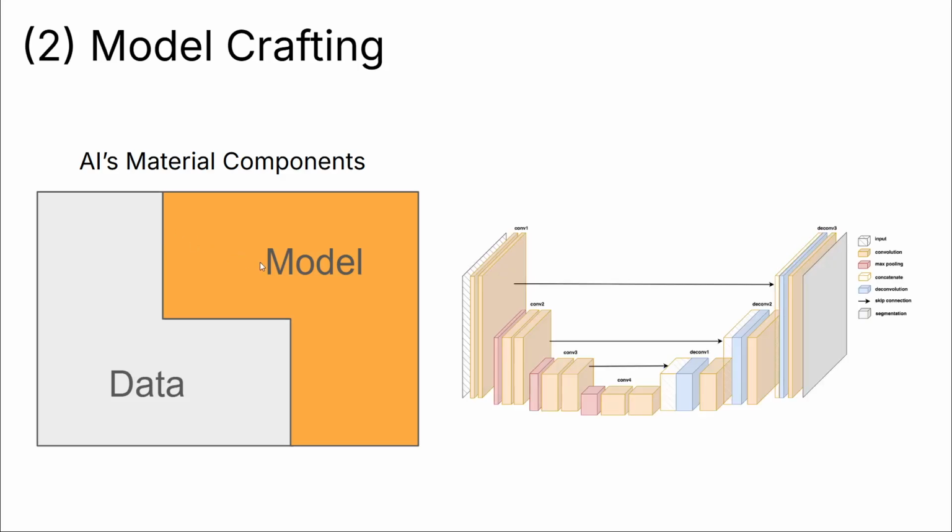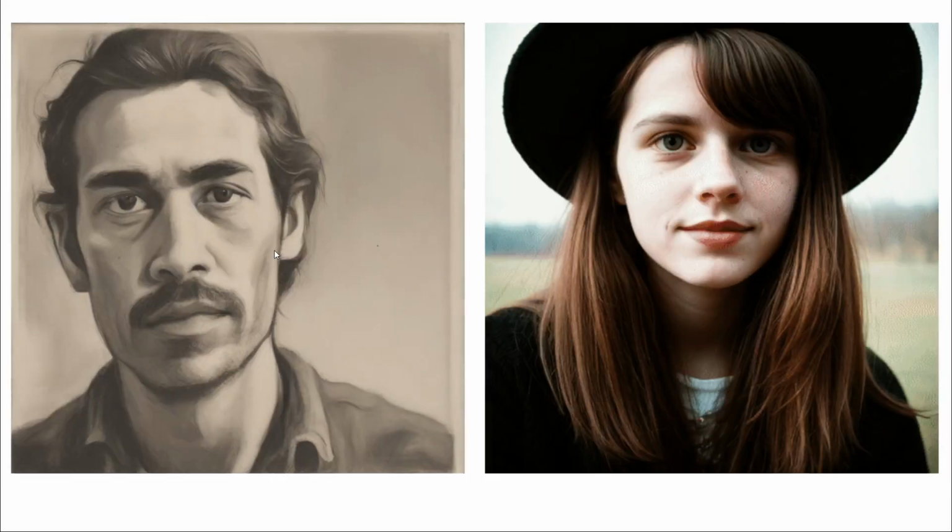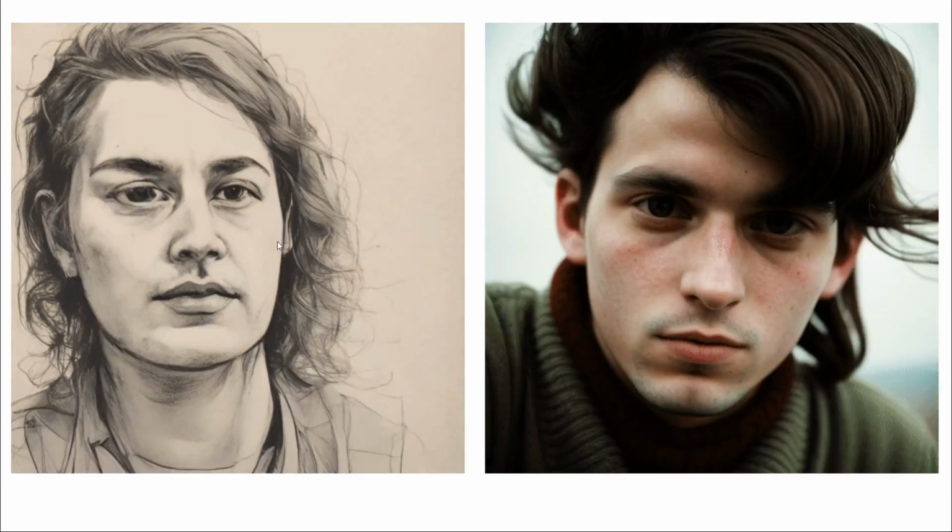The second part of how I propose reclaiming AI as a material focuses on the model itself, model crafting. One type of model crafting is model bending. Model bending refers to manipulating the model's parameters so it generates something different or unexpected, and it is inspired by circuit bending in the hardware domain. These are some results from model bending.